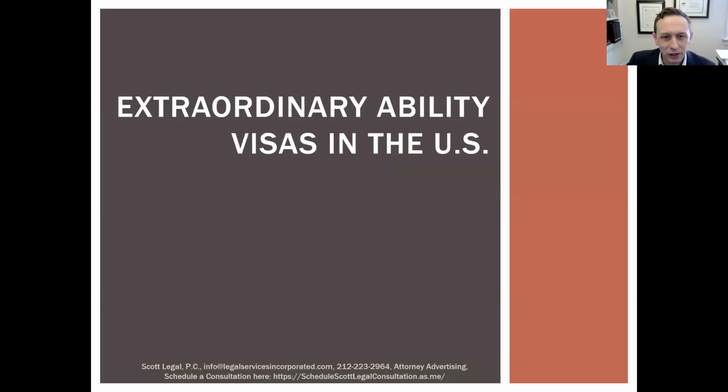Thank you so much for joining us today for our presentation on extraordinary ability visas in the United States. We're going to talk about a number of visas during today's presentation, including the O-1A, O-1B, the EB-1, which is a green card, the EB-2 National Interest Waiver, or NIW, also a green card. Several of these are excellent options for entrepreneurs, which is also a very exciting aspect of these visas.